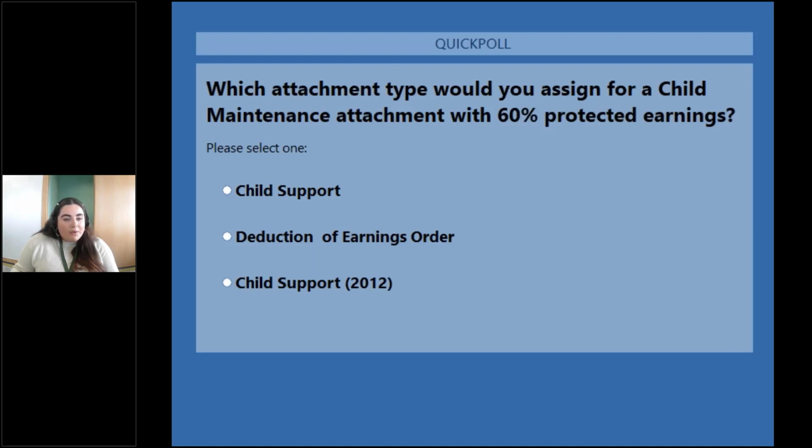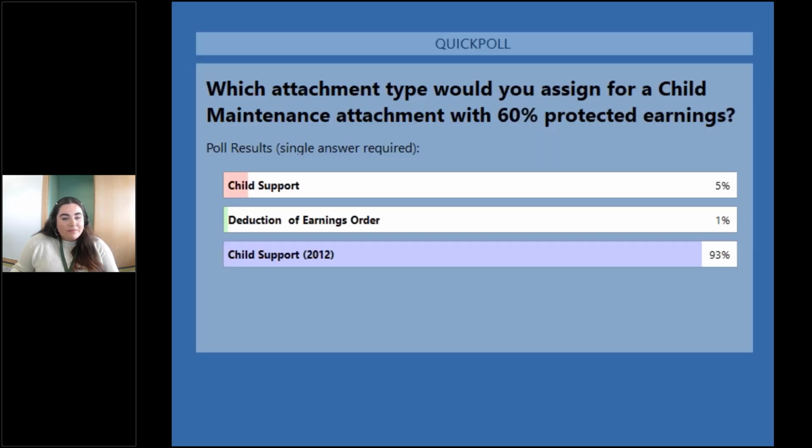And let me close that poll and share those results. So 5% of you said child support, 1% said deduction of earnings order, and 93% said child support 2012. So 93% of you are correct. Remember that's the newer child support attachment there, and that does have the 60% protected earnings. So well done if you got that one right as well.